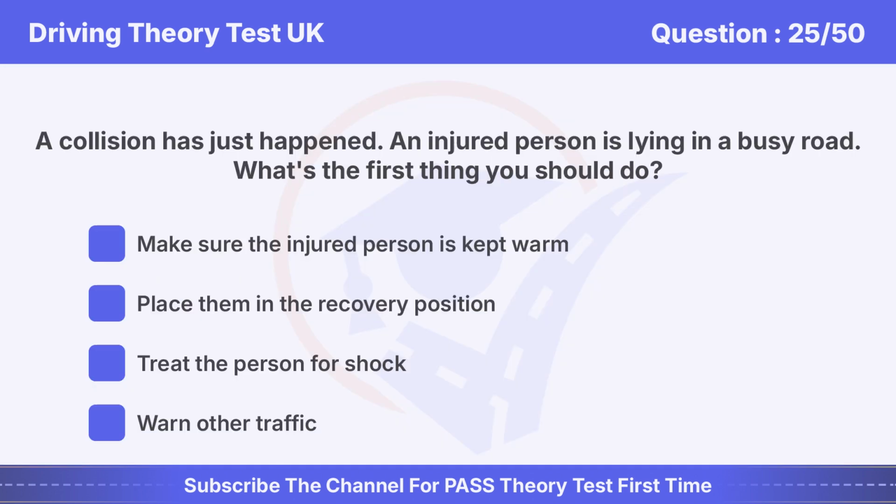Question 25. A collision has just happened. An injured person is lying in a busy road. What's the first thing you should do?